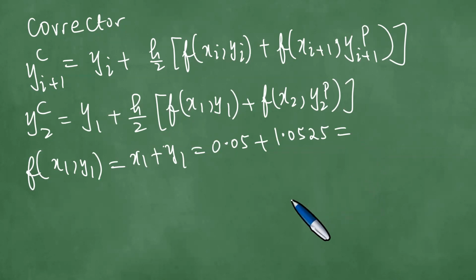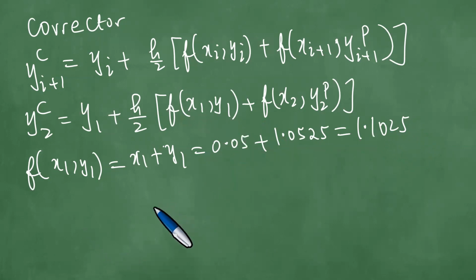The y1 is actually 1.0525, and then we get the summation of this. The summation is 0.05 plus 1.0525, and the result of this is 1.1025. So that would be this part here.